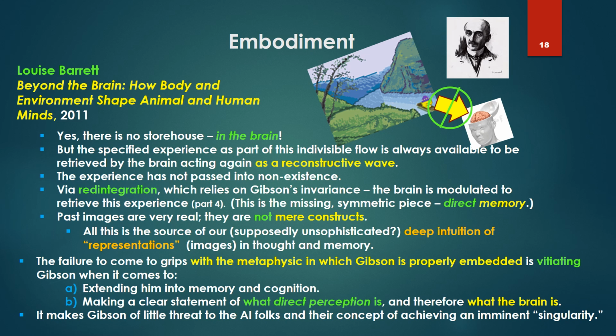So the failure to come to grips with the metaphysic in which Gibson is properly embedded is vitiating Gibson when it comes to extending him into memory and cognition and making a clear statement of what direct perception is, and therefore what the brain is. And further, it makes Gibson of little threat to the AI folks and their concept of achieving an imminent singularity, where robots equal human intelligence, pass human intelligence, and then conquer the human race.